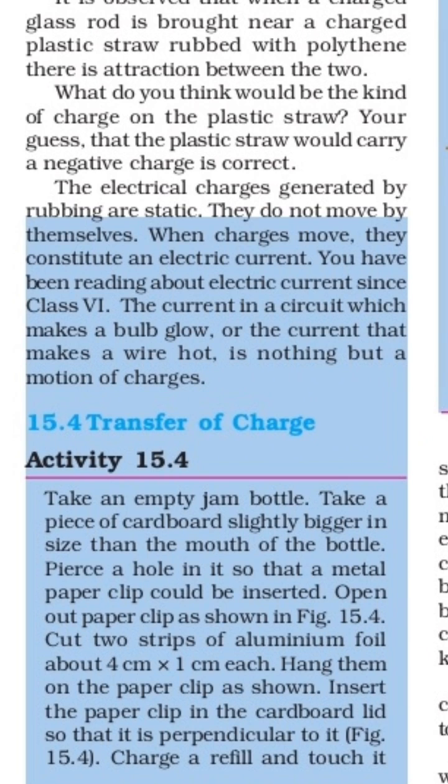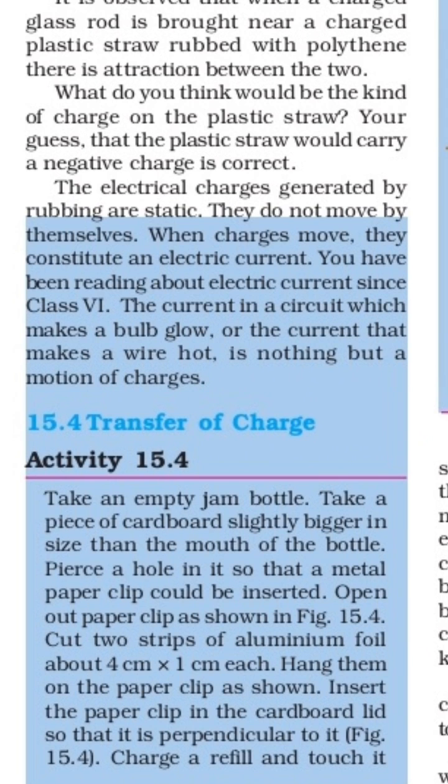You have been reading about electric current since class 6. We learned chapters related to electric current from class 6. The current in a circuit makes a bulb glow, and the current makes a wire hot because of the motion of charges.